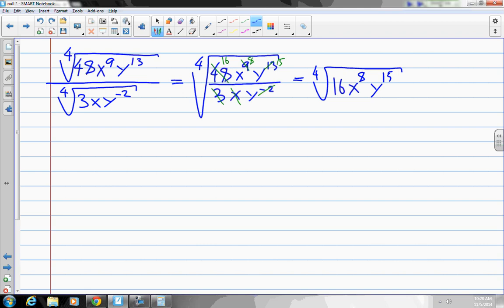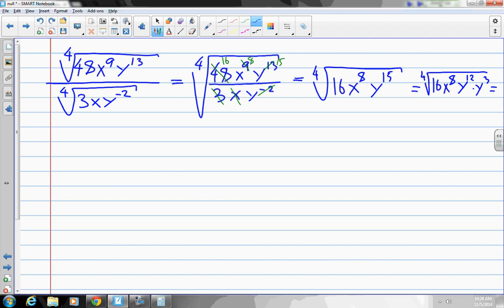So 16 the perfect 4th power, x to the 8th perfect 4th power. Again, divisible by 4. How about 15? What do we have to do to 15? Twelve and 3, right? You want it to be divisible by 4. So this is what we have. 16x to the 8th, and then y to the power 12 times y cubed. And this is the 4th root.